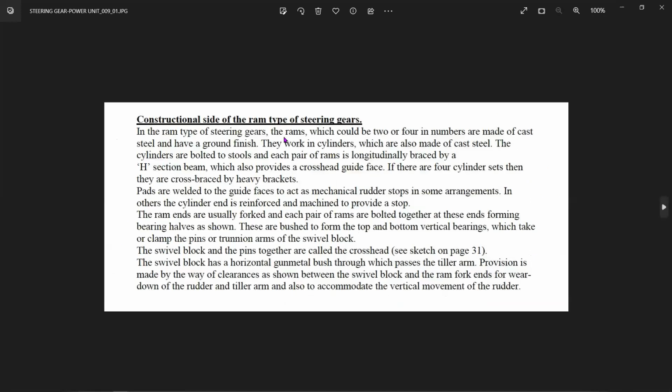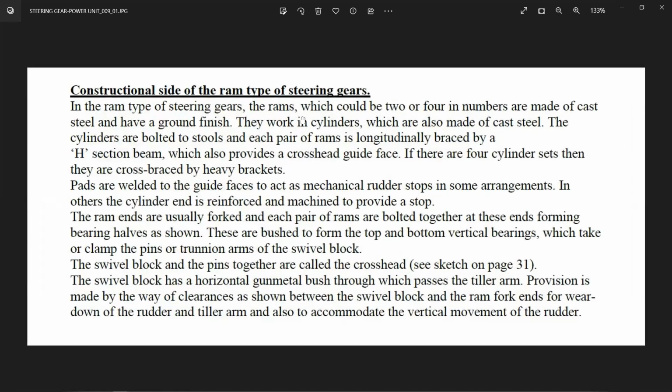of the entire thing. Okay. Construction of the ram type of steering gears. In the ram type of steering gear, the rams, which will be 2 ram or 4 ram, are made of cast steel and have a ground finish. They work in cylinders which are also made of cast steel. The cylinders are bolted to stools, and each pair of rams is longitudinally braced by an H-section beam.